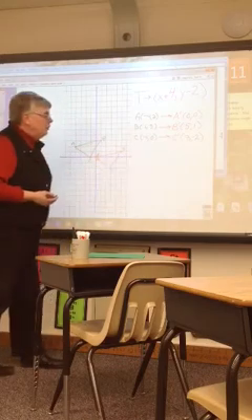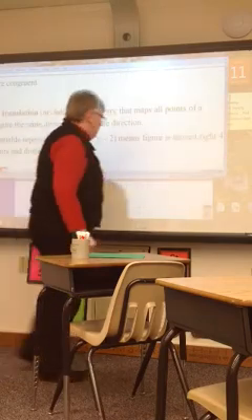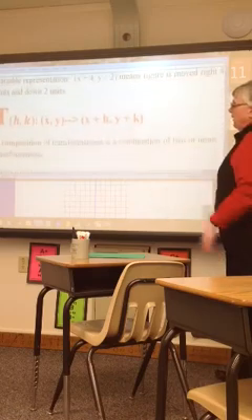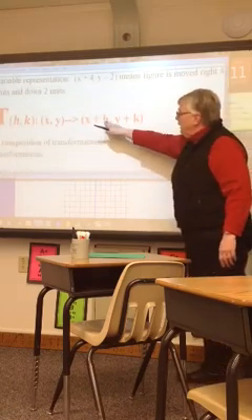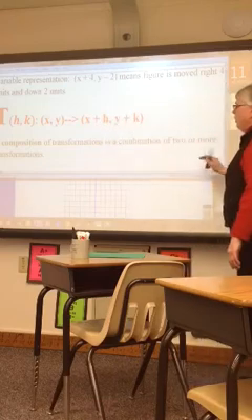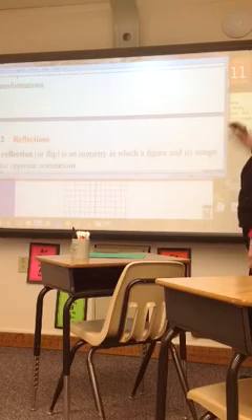This is an example of a translation. We have notation for it, and we'll have others as we go through. The H is the left-right, the K is the up-down. We're going to talk about types of transformations, and we're done for today.